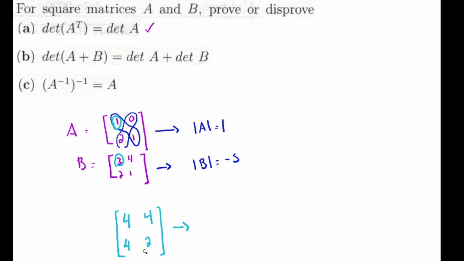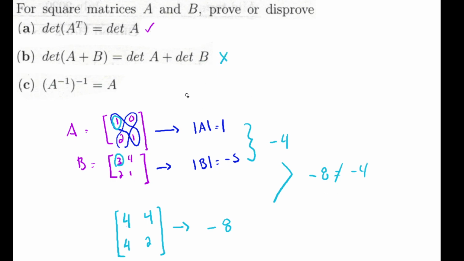4 times 2 is 8. 8 minus 4 times 4, which is 16, is equal to negative 8. So here we have minus 5 plus 1, which is negative 4. Negative 8 does not equal negative 4. So this is not true.